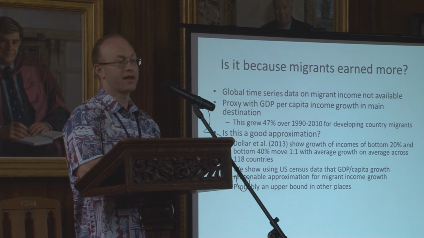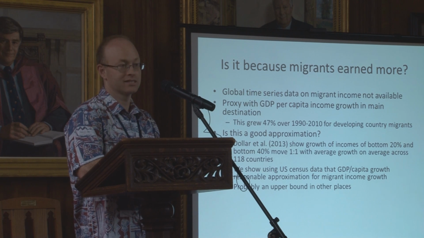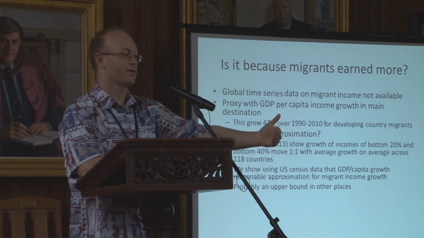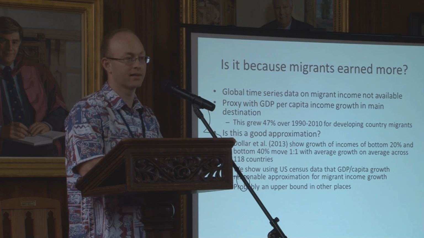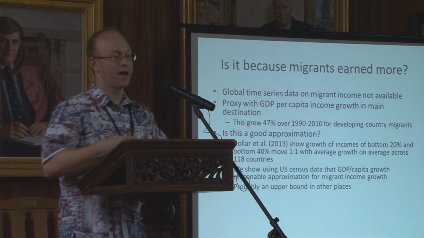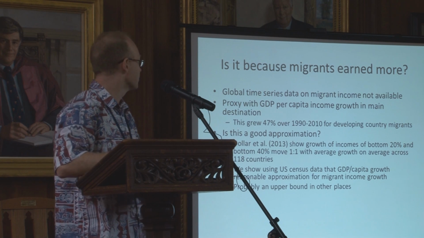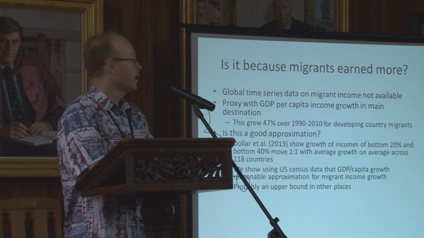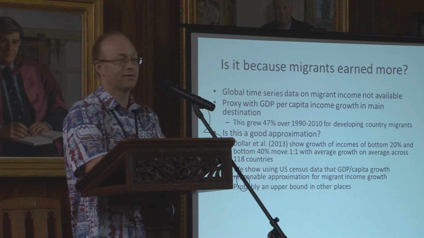There's no global time series data on the earnings of migrants, so we proxy it by looking at what the growth in incomes has been in the destinations that those migrants go to. So we say, okay, migrants from Mexico go to the US. Between 1990 and 2010, how much did US income rise? Migrants from El Salvador also go to the US, we'll map them there. Migrants from Paraguay are going to Argentina as their main destination. Let's look at that. And so we weight that all up by the shares of migrants going to different countries to get a developing country increase in incomes, which is 47% for these developing country migrants over the 1990 to 2010 period.